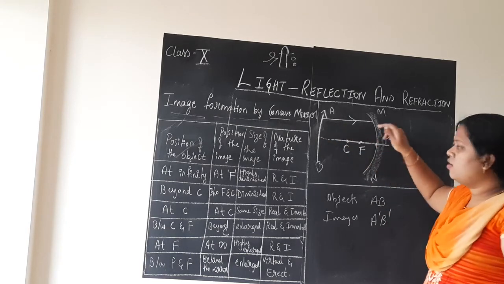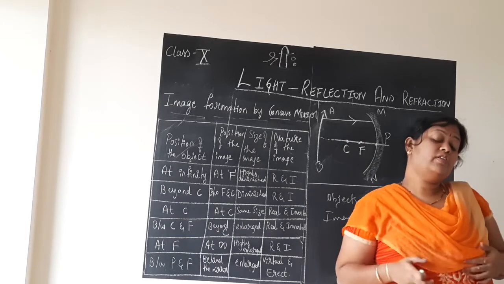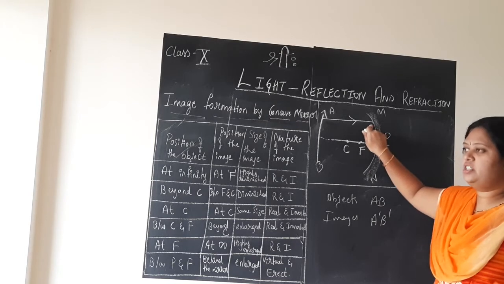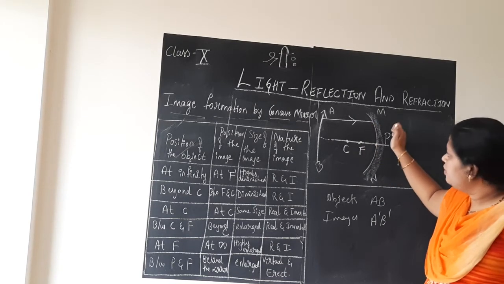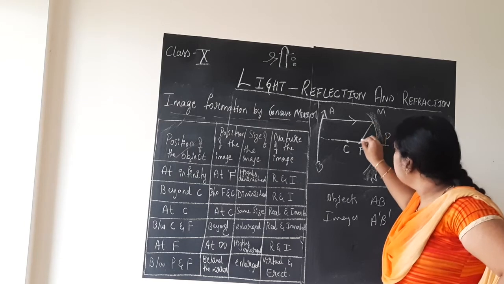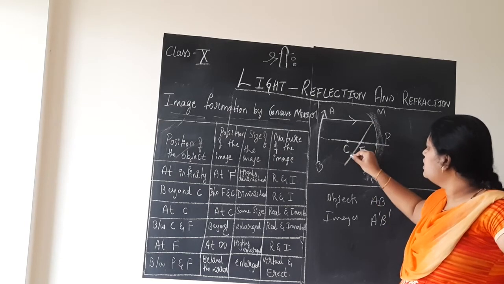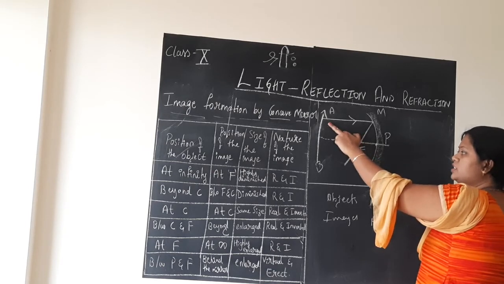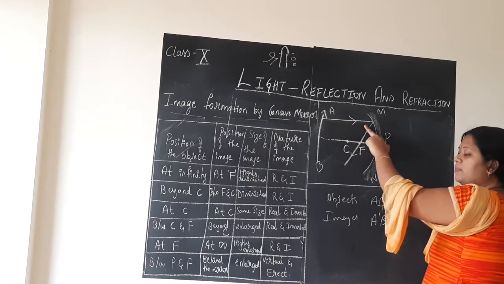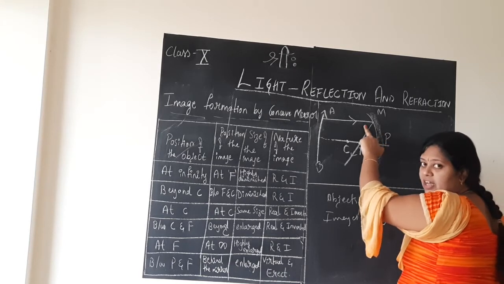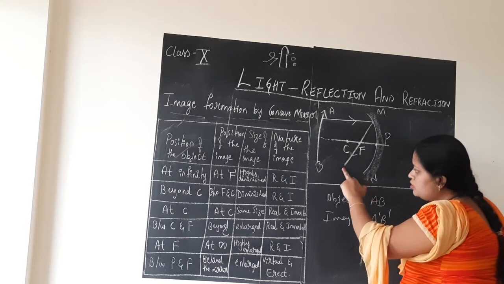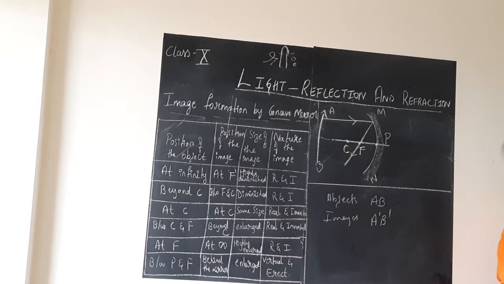Now, the incident ray, always take this ray of light only to be on the safer side, okay? So, a ray of light passing parallel to the principal axis, after reflection, should pass through the principal focus of the mirror. This condition we have already studied. A ray of light which is incident parallel to the principal axis on the mirror, after reflection will pass through the principal focus of the mirror. This is the first ray of light.